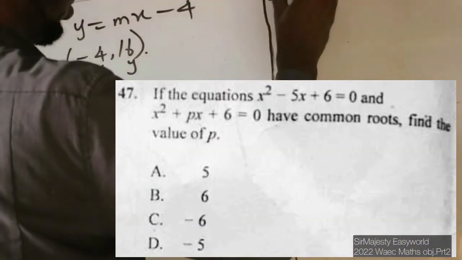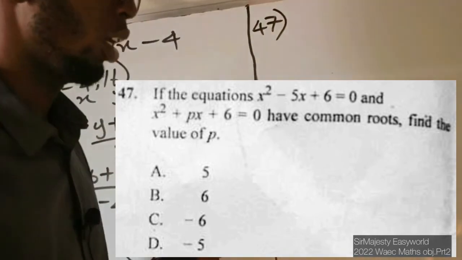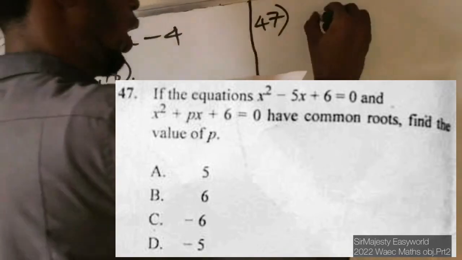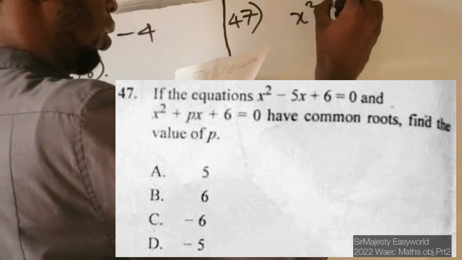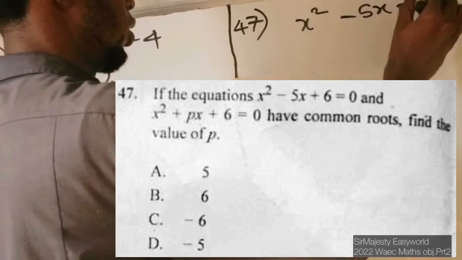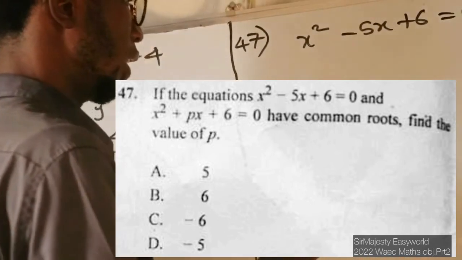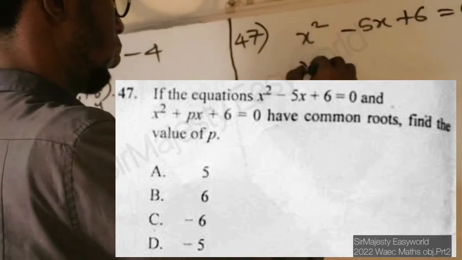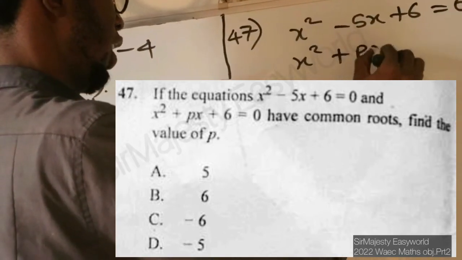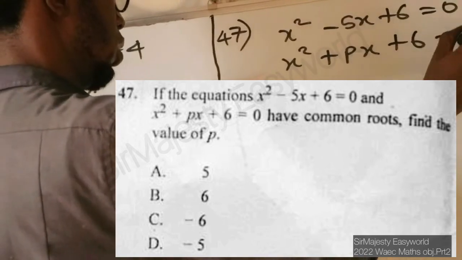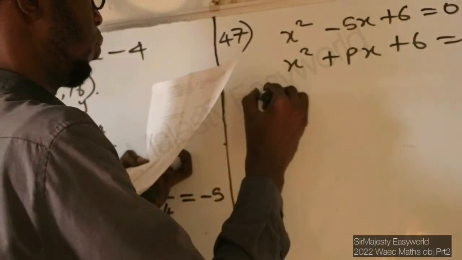Moving on to the next one, number 47 says, if the equation x squared minus 5x plus 6 equals 0 has common roots with the equation x squared plus px plus 6, find the value of p.